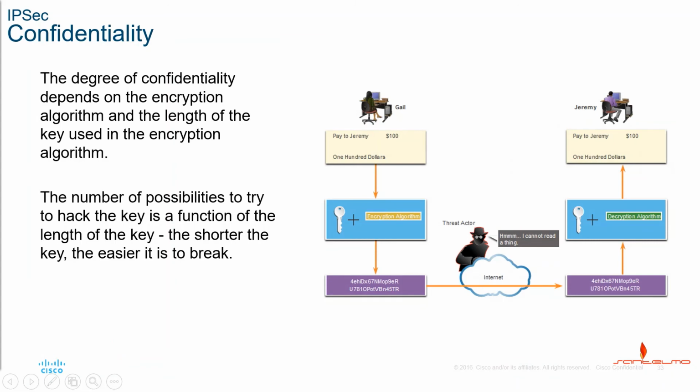Next, let's talk about confidentiality. Confidentiality is achieved by encrypting the data as shown here on the diagram. The degree of confidentiality depends on the encryption algorithm and the length of the key used in the encryption algorithm. If someone tries to hack the key through a brute force attack, the number of possibilities to try is a function of the length of that key. The time to process all possibilities is a function of the computing power of the attacking device. So the shorter the key, the easier it is to break. A 64-bit key can take approximately 1 year to break with a relatively sophisticated computer.